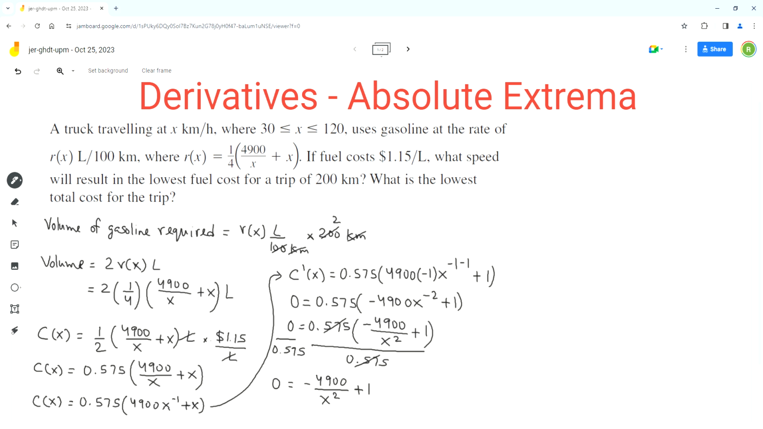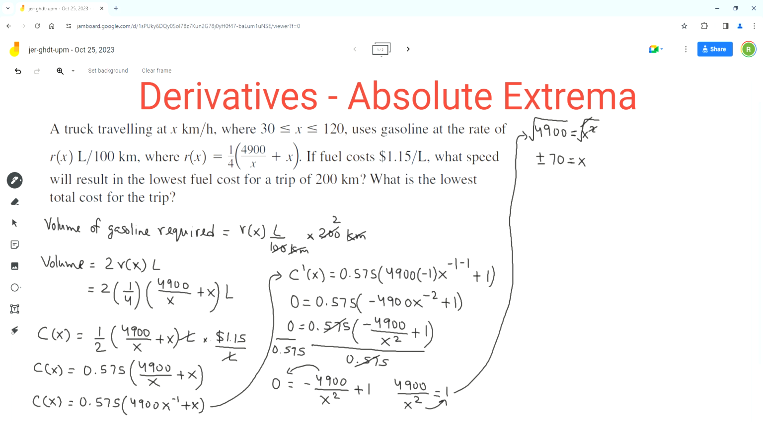Now we can move this 4900 over x squared to the left side of the equation, and we'll get 4900 over x squared equals 1. And now we can cross multiply the x squared. So we get 4900 equals x squared. And now we can apply square root to both sides. So the square on the x and the square root cancel each other out. And the square root of 4900 will be equal to plus minus 70 equals x.